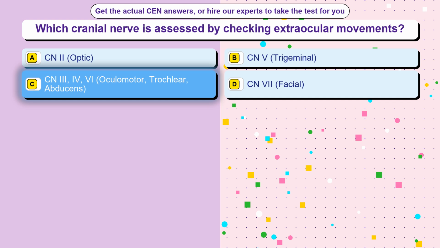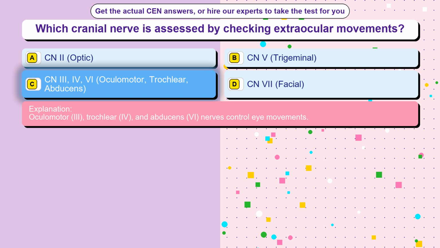The correct answer is option C, CN3, 4, 6, oculomotor, trochlear, abducens. Oculomotor (3), trochlear (4), and abducens (6) nerves control eye movements.